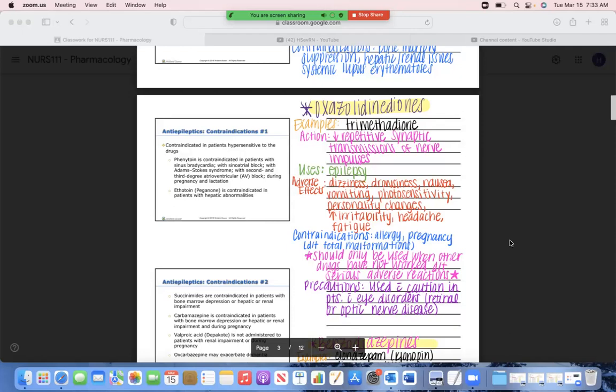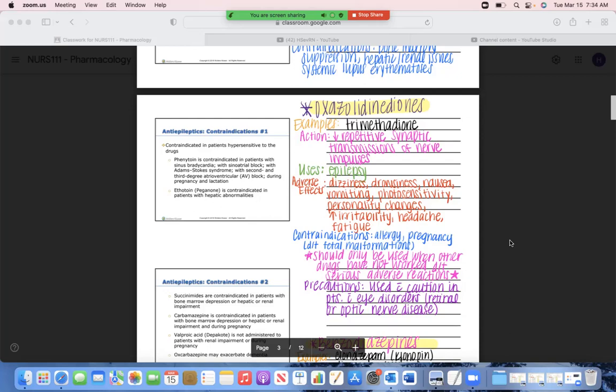Adverse effects can include dizziness, drowsiness, nausea, vomiting, maybe some photosensitivity, personality changes, increased irritability, headache, and fatigue. Don't want to give these to anybody who's allergic, but also we don't want to give trimethadione to anyone who's pregnant, because it is associated with fetal malformation, so deformities. It's a teratogen. Trimethadione should only be given when we've tried other drugs for seizure and they have not worked, because the adverse reactions here are very serious as far as their severity, right?